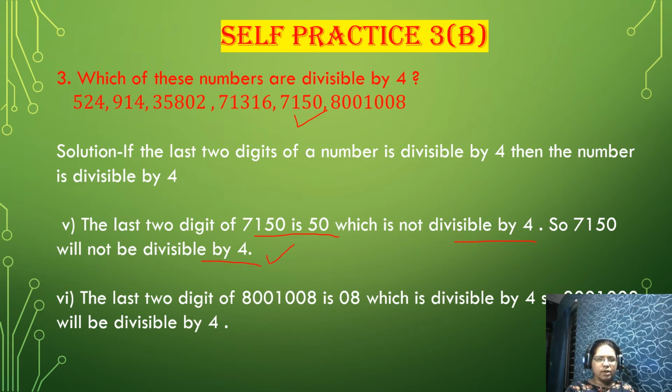Next number is 80 lakhs 1008. In this number, the last two digits are 08. 08 is divisible by 4. So this number will be divisible by 4. So 80 lakhs 1008 will be divisible by 4.